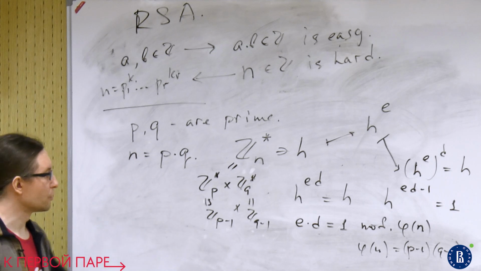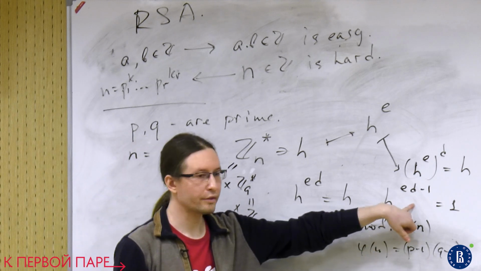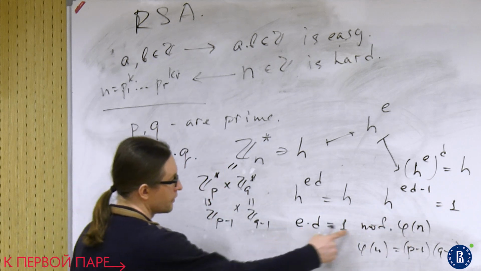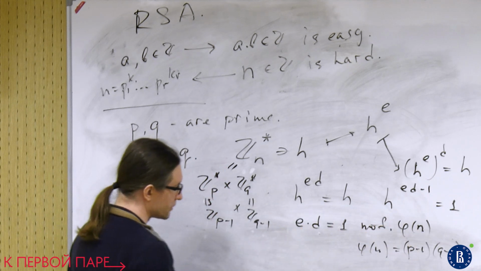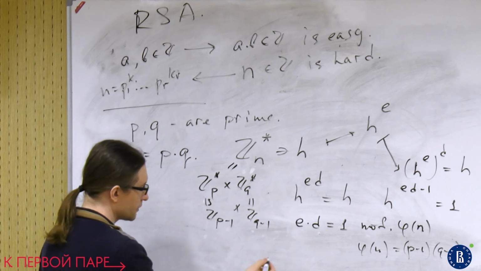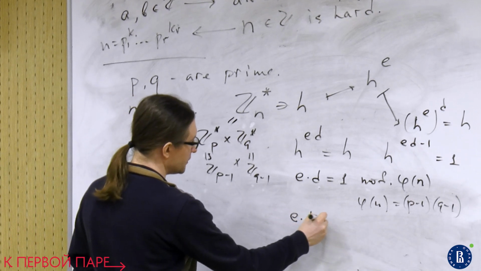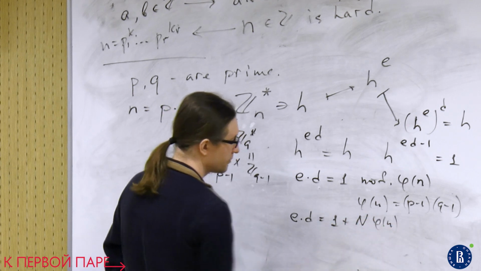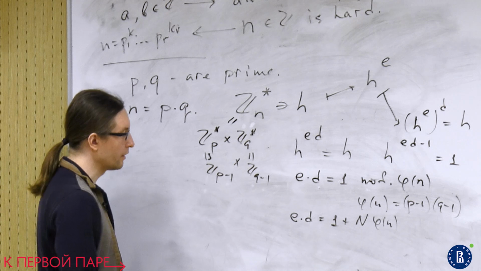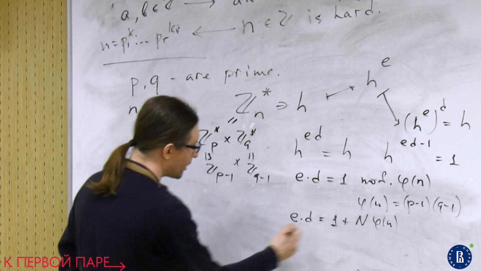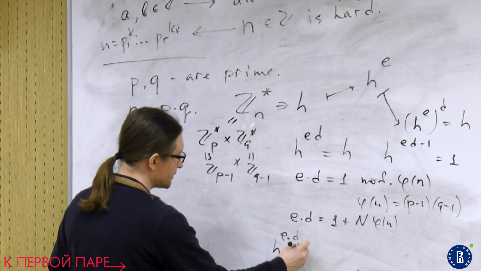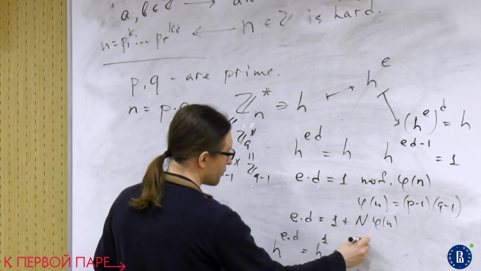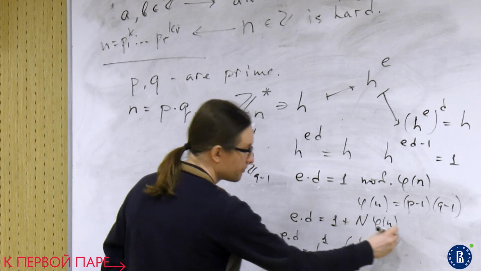Okay? So why, if this is true, does this hold? Let me explain. Suppose that this equality holds. Then it means e times d is equal to 1 plus n times phi of n. Then if you raise h to this power, h to the power e times d is equal to h to the power of 1 times h to the power of phi of n to the power of n.